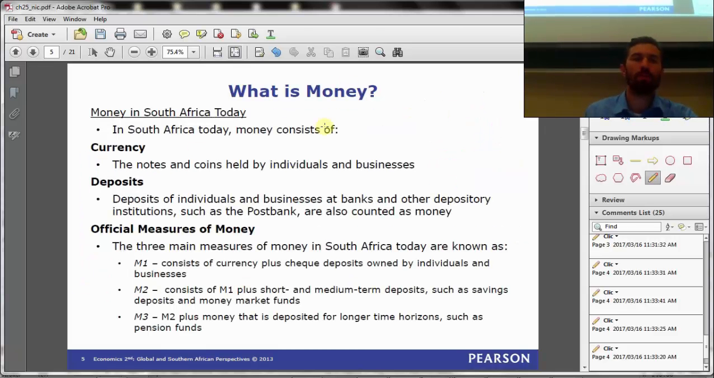What do we use? What do we consider to be money? In the South African economy, we have both currency and deposits. Currency is separate to deposits. In other words, currency are actually the notes and coins which circulate, which I have in my wallet or which you have in your piggy bank, wherever it is, right? That's actual currency. If it's in a shop register, that's currency.